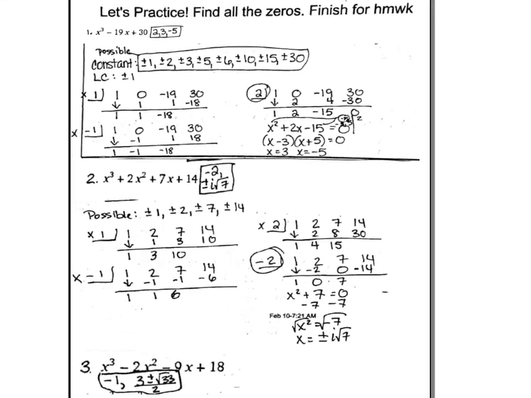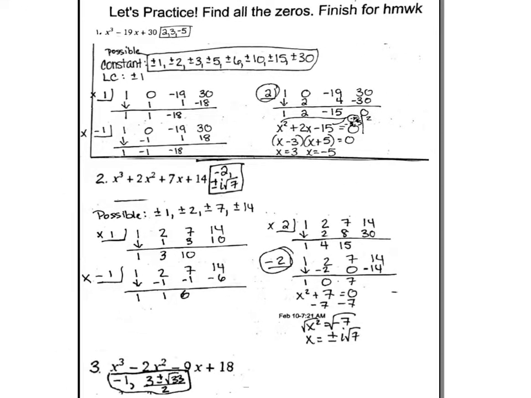Number 1, there are your possibilities. The root that worked was 2 using synthetic division, which gave you the remainder of x squared plus 2x minus 15. So you're looking for factors of negative 15 that added up to 2, and that was negative 3 and 5. Remember, when you find the zeros, it becomes the opposite, so your answers are 2, 3, and negative 5 for your zeros.